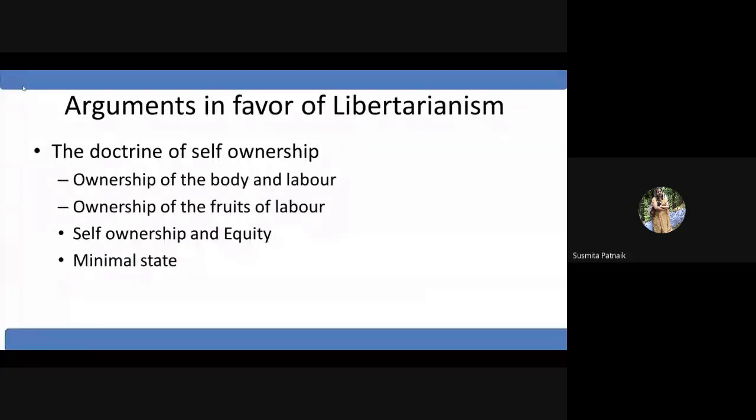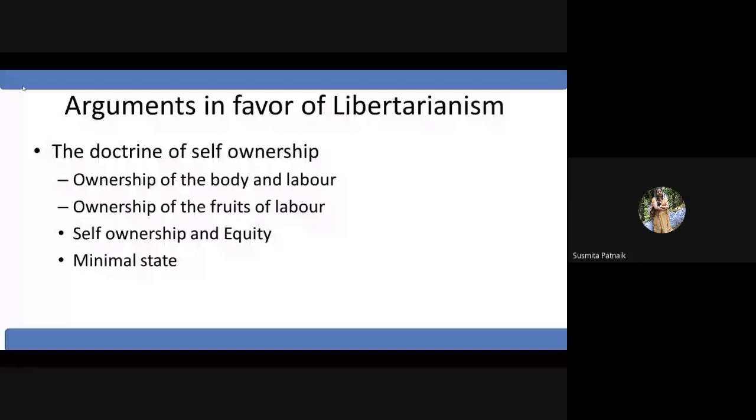The argument in favor of liberalism has many points. The first point is the doctrine of self-ownership. Body means what? It consists of the mind. The body directs the hand to do a certain type of activity, and that will come in the form of labor. Okay, so what will come in the form of labor, that is called the fruits.